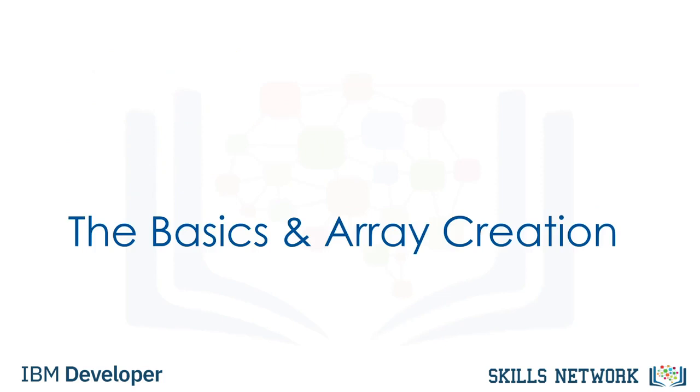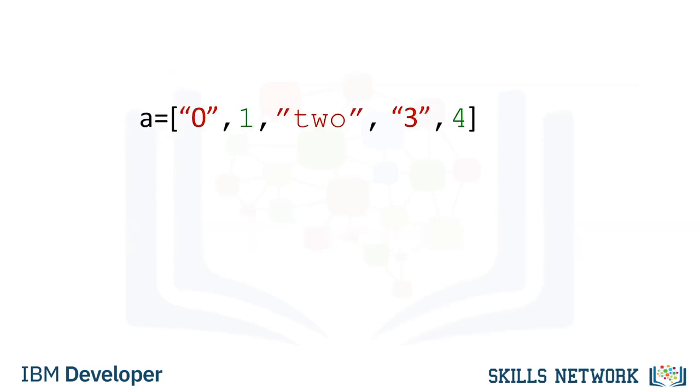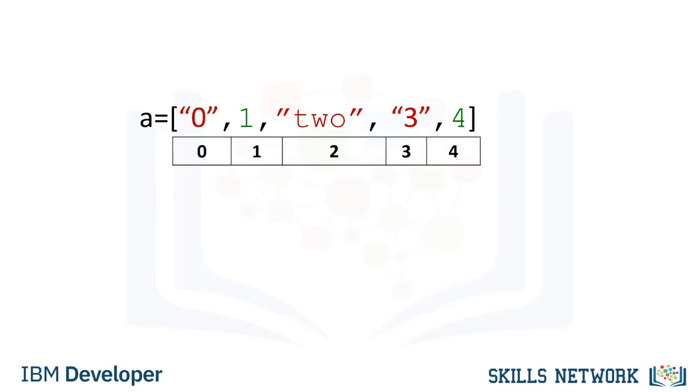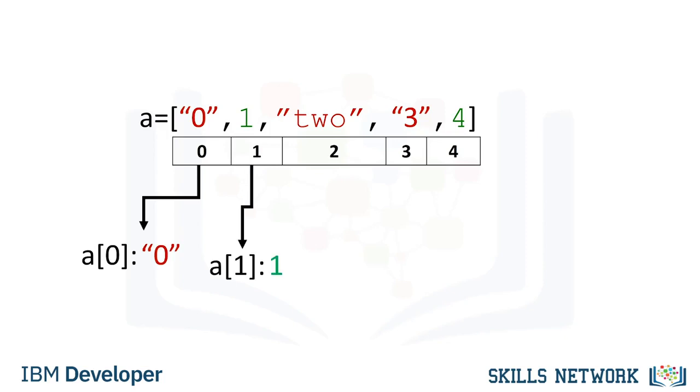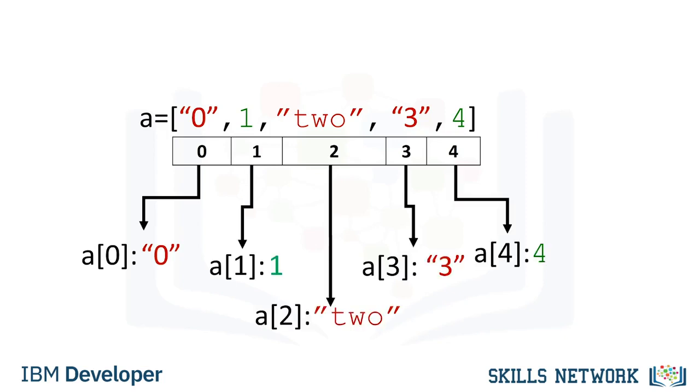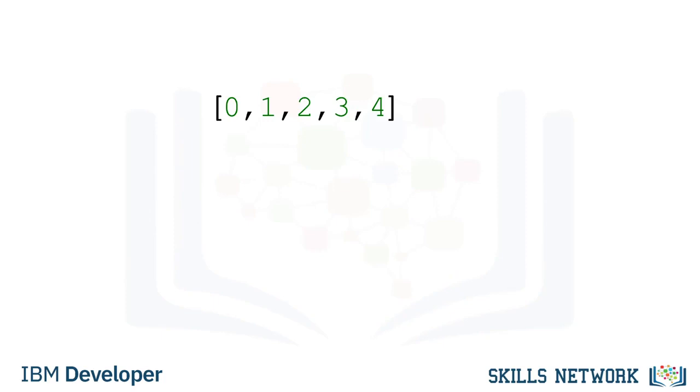Let's go over how to create a NumPy array. A Python list is a container that allows you to store and access data. Each element is associated with an index. We can access each element using a square bracket as follows. A NumPy array, or ND array, is similar to a list. It's usually fixed in size, and each element is of the same type, in this case integers.